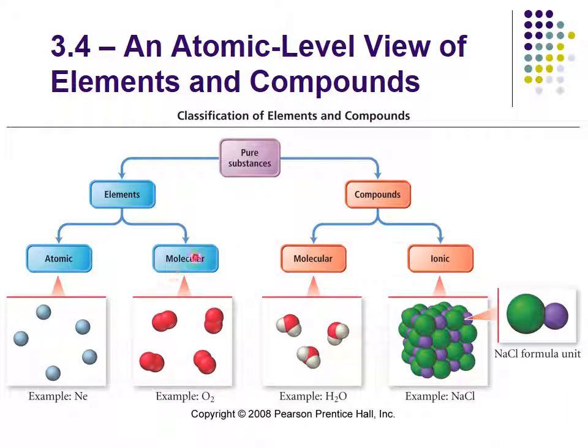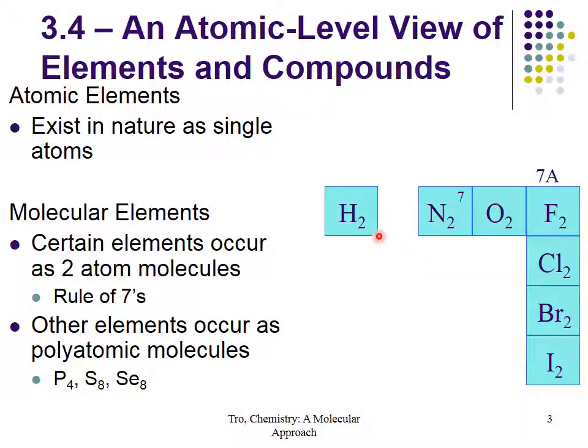So in a previous chapter, we had divided matter into pure substances and mixtures, and then our pure substances got divided into elements and compounds. So we're continuing that little tree, and we're dividing our elements into atomic and molecular, and our compounds into molecular and ionic. So first we're going to look at elements. We can divide them into atomic elements, which the definition is that they exist as a single atom. So if we look at the name atomic elements, they're existing as individual atoms.